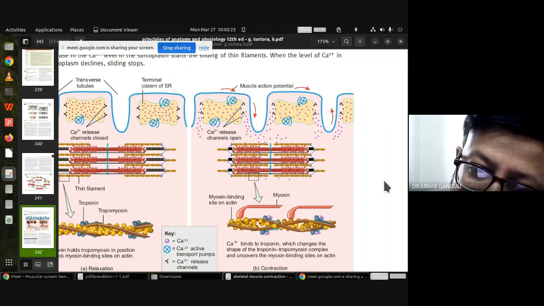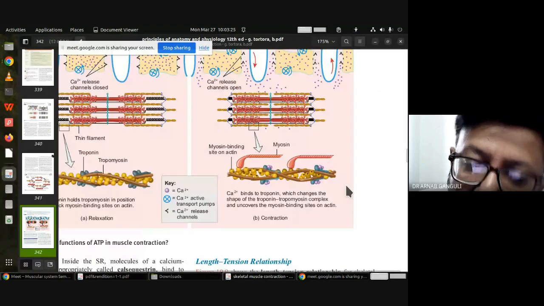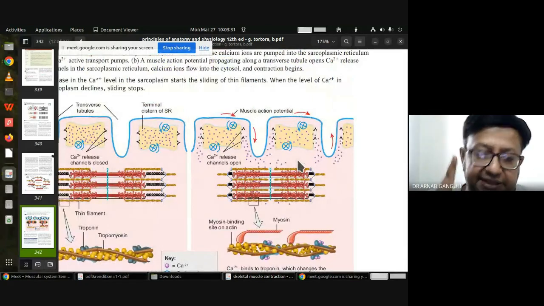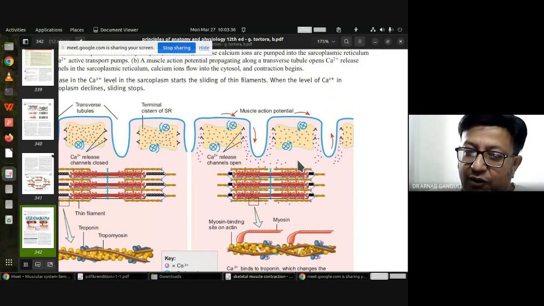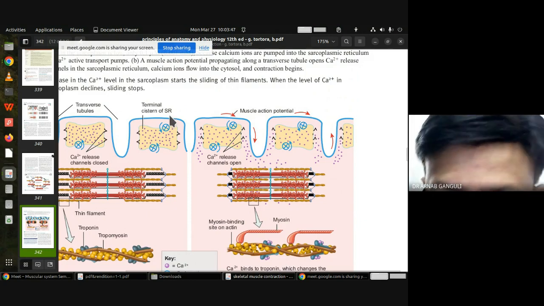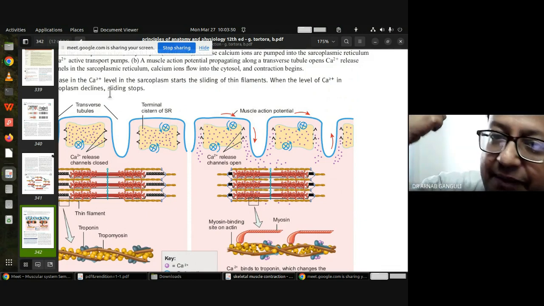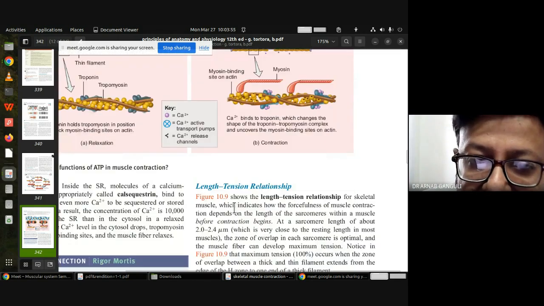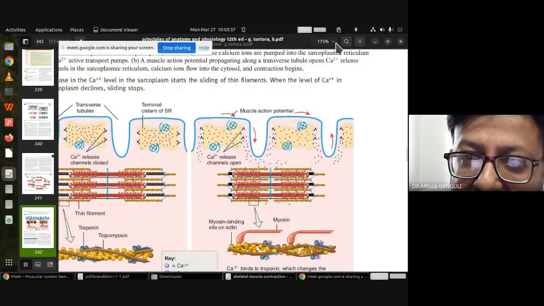Clear? Yes, sir. So calcium release is the key. Calcium goes and binds to troponin, forming calcium troponin, and this calcium troponin goes and binds to tropomyosin. Tropomyosin normally covers the myosin binding head on actin, and that is released. And when that is released, the myosin can bind. So it is this electric stimulus which causes the muscle to contract, because calcium is released. So this is actually today's class, muscle contraction.